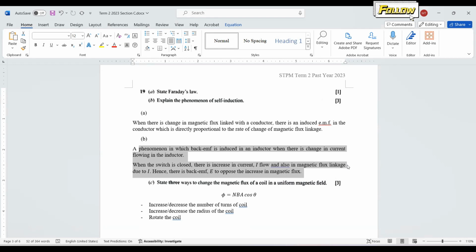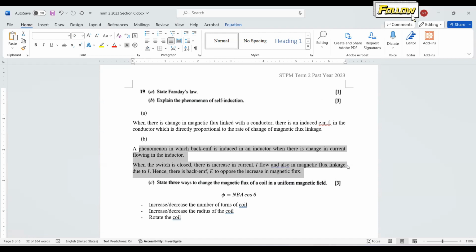Second, explain the phenomenon of self-induction. Also what we have learned: a phenomenon in which back EMF is induced in the inductor when there is change in current flowing in the inductor. So 3 marks, we try to explain more. When the switch is closed, there's increase in current flow and also the magnetic flux linked to the inductor. So there is back EMF to oppose the increase in magnetic flux.